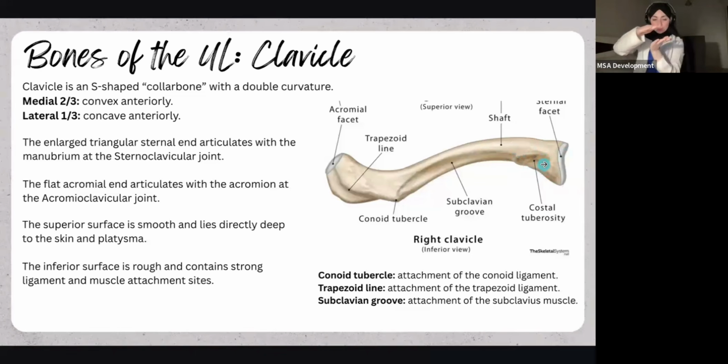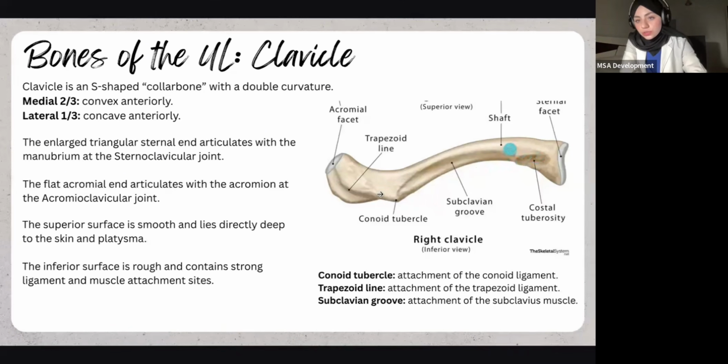Now we're going to have inferiorly. I'm looking at the clavicle from underneath. We have the costal tuberosity. Now here is where it articulates with the first rib. Because we don't want the clavicle to just be freely moving while our rib cage is doing something else, we attach literally the medial portion directly into the first rib.